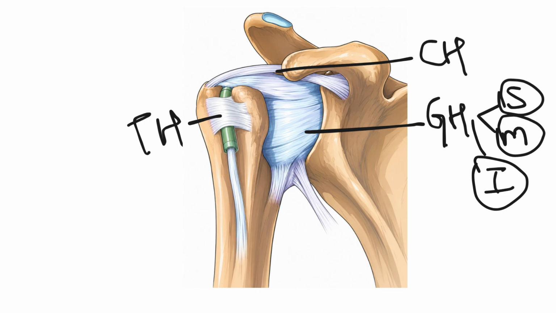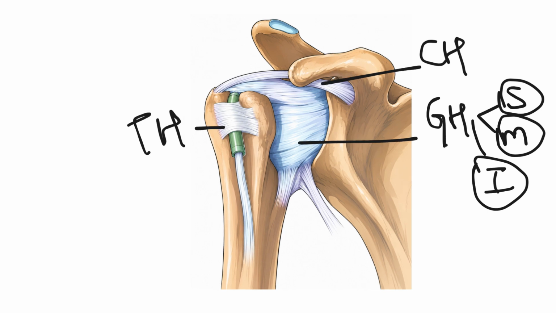Now coming to the ligaments, you have to know the capsule, glenohumeral ligament, coracohumeral ligament, transverse humeral ligament, and glenoid labrum. The capsule of the joint is attached to the glenoid cavity of scapula and head of the humerus. For glenohumeral ligament, you have superior, inferior, and middle glenohumeral ligaments, and it is attached between the humerus and glenoid cavity of scapula.